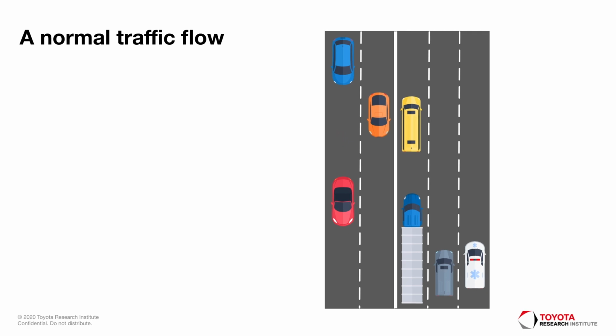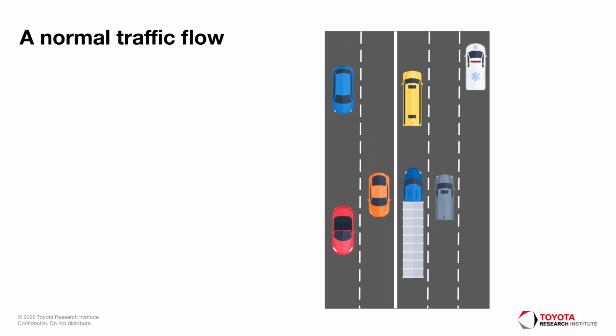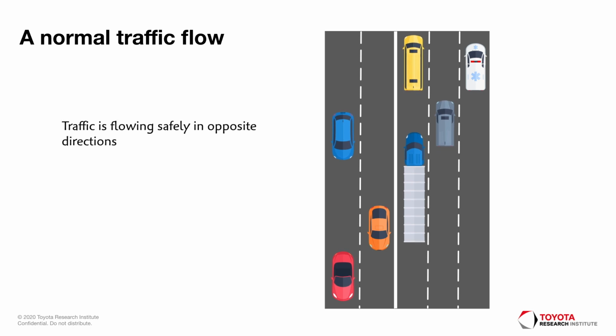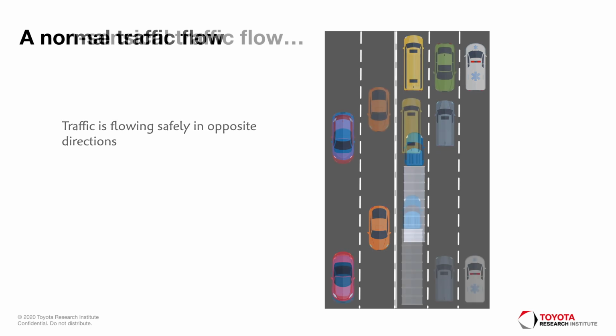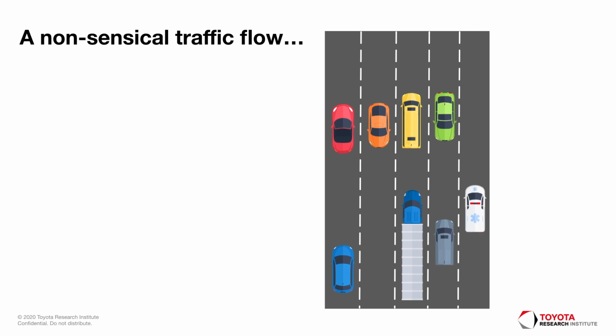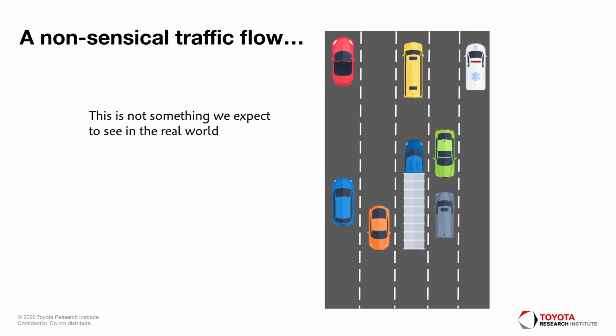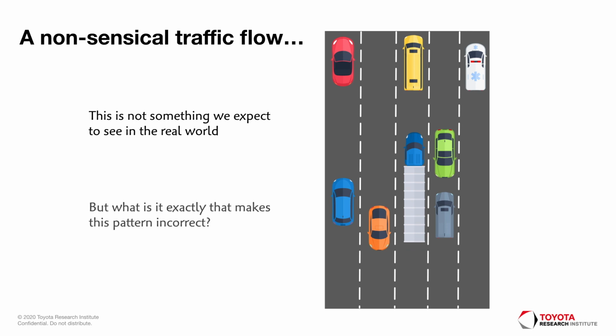Here's an example of two-way traffic. It appears to be flowing normally, and by normal we mean that you wouldn't be surprised to see this pattern of traffic in the real world. So here's a pattern of traffic you would not expect to encounter in the real world. As you can see, it's a highly unorganized and unsafe flow of traffic. But what is it exactly that makes this pattern incorrect?